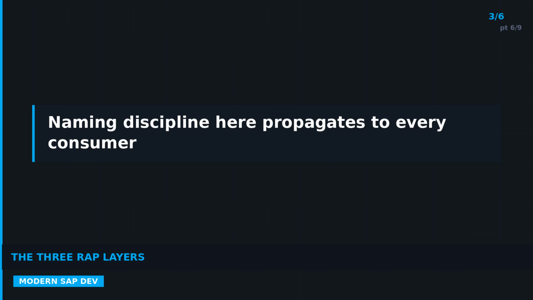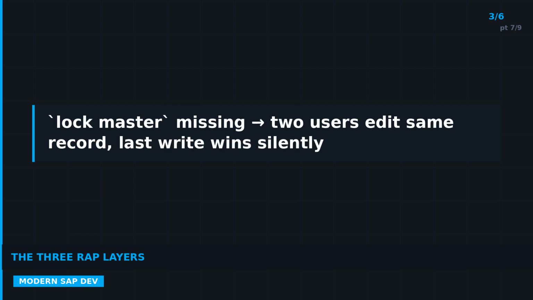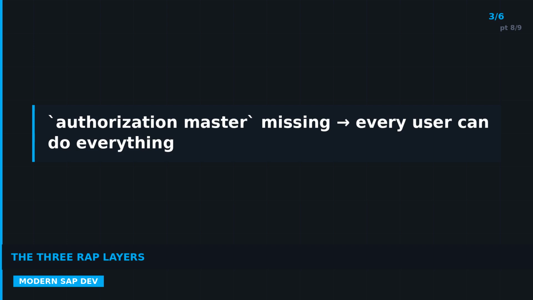Finally, the service definition maps your consumption view to a service name, and the service binding publishes it. Either OData V2 or V4, with a publish button that gives you a test URL immediately. This is the part that feels like magic the first time. You click publish and you have a running OData endpoint. But the magic is already loaded with every decision you made in the CDS and BDEF layers. If those are right, this step is 5 clicks.